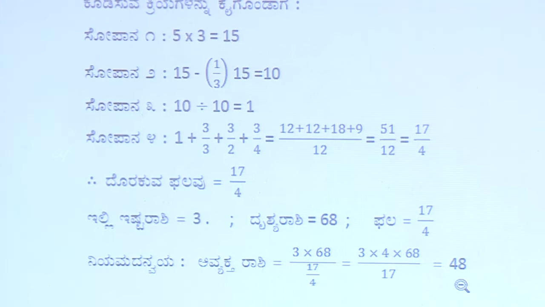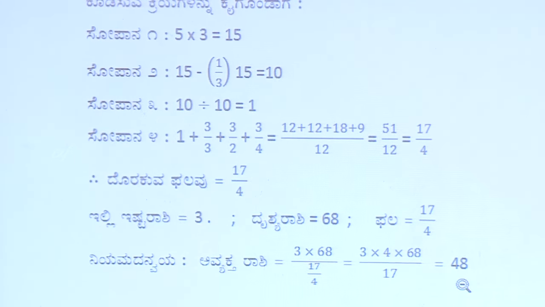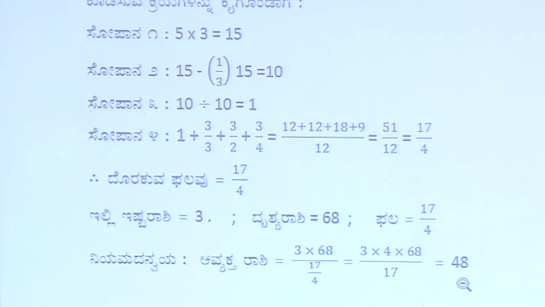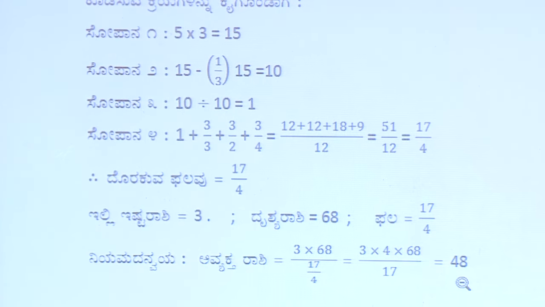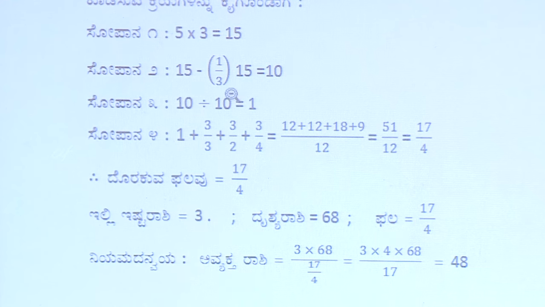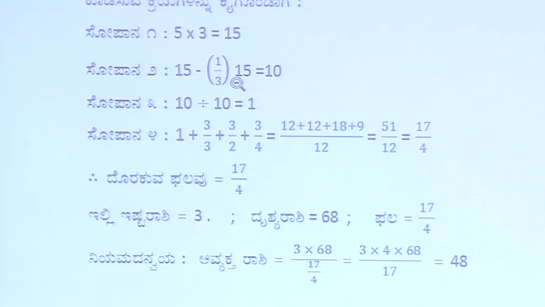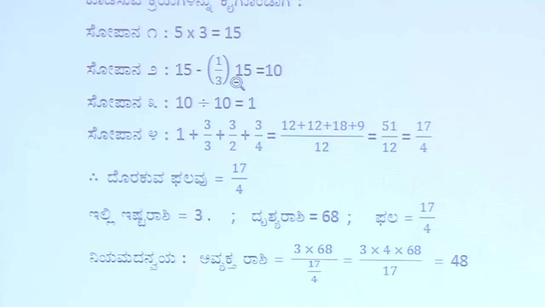Then in this method, is there any advantage in selecting a particular number as Ishta? The operations should be easy. The operations to be performed, multiplication, division. So we have to assume such a number for which performing the operations stated in the example is easy. Now, since it is 1/3, we are assuming 3. Had it been 1/4, then you would have taken 4 or a multiple of 4.